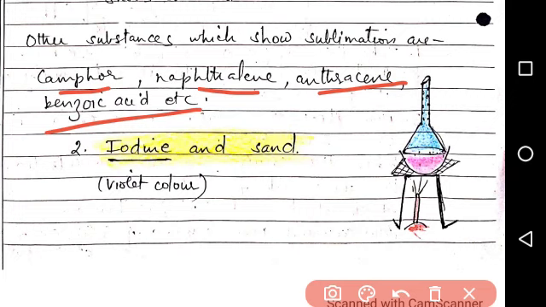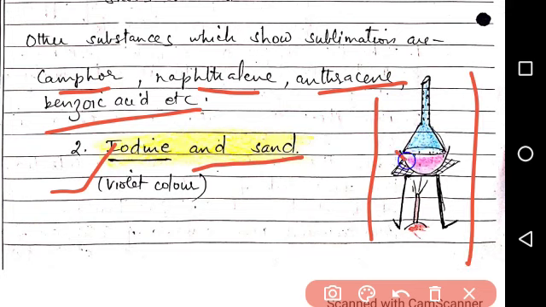Iodine and sand: the mixture of iodine and sand can also be separated using the sublimation method. In this method, the mixture is taken in a porcelain dish which is heated over a tripod stand with the help of a Bunsen burner, and over this dish an inverted funnel is kept, and the mouth of the funnel is blocked with cotton.